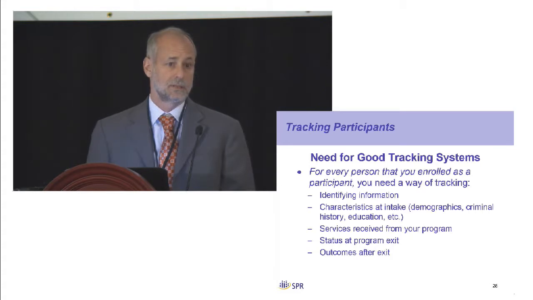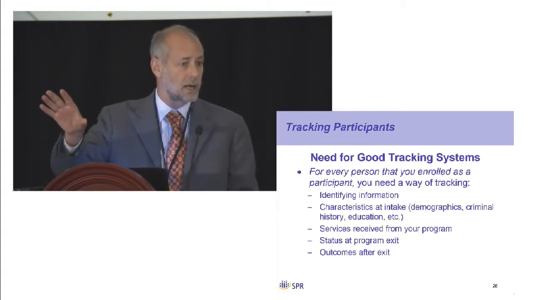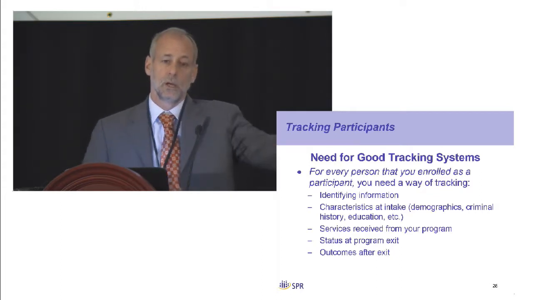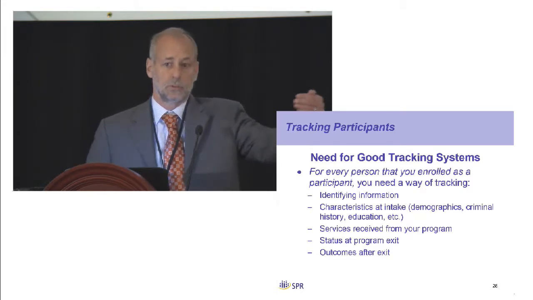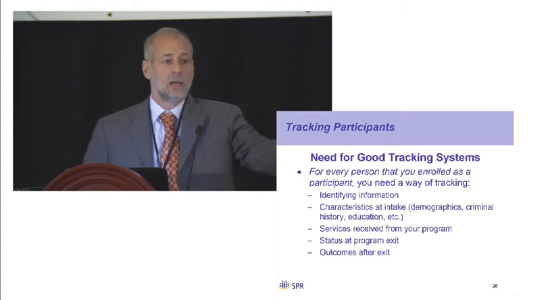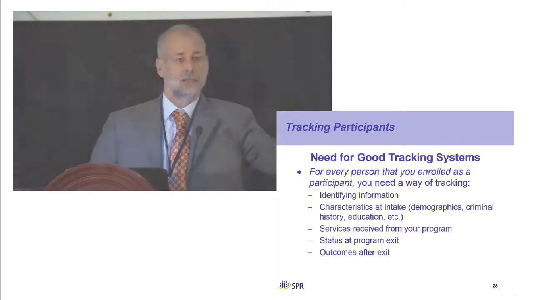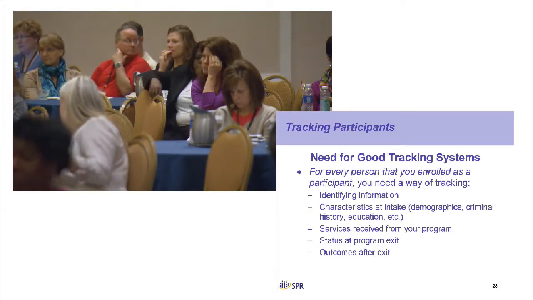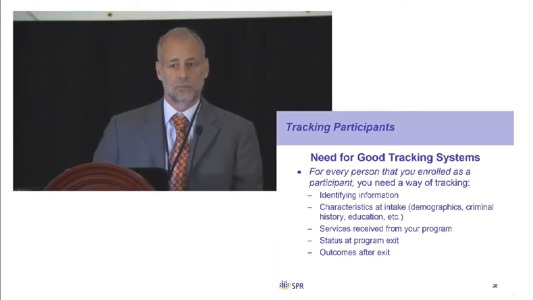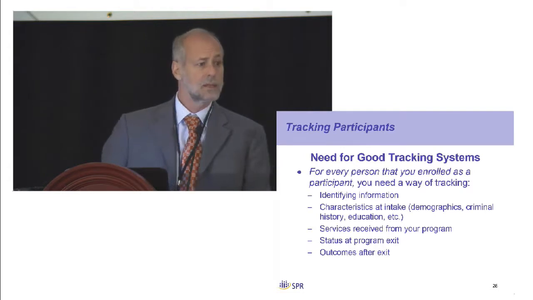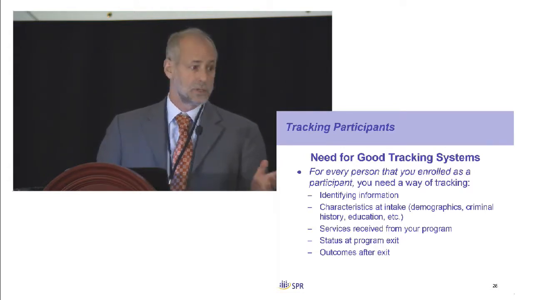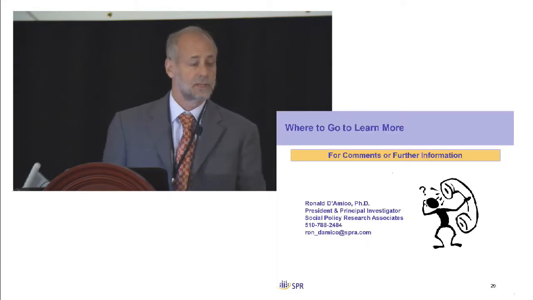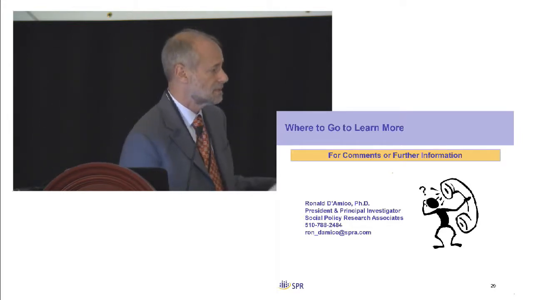You need to track services that they received, ideally not just from your program, but any other agency they might have received services from. So if you make a referral of one of your participants to some other agency to provide some service, ideally you should have an agreement with that agency that your job's not done just because you referred them out. You really need to have that agency tell you, did the person report? What services did they get? And make that part of your database as well. And then you'll need to track outcomes, which Pam will talk about in a good bit more detail. So I'll end there. Thank you very much, and there's my contact information if anyone has questions.